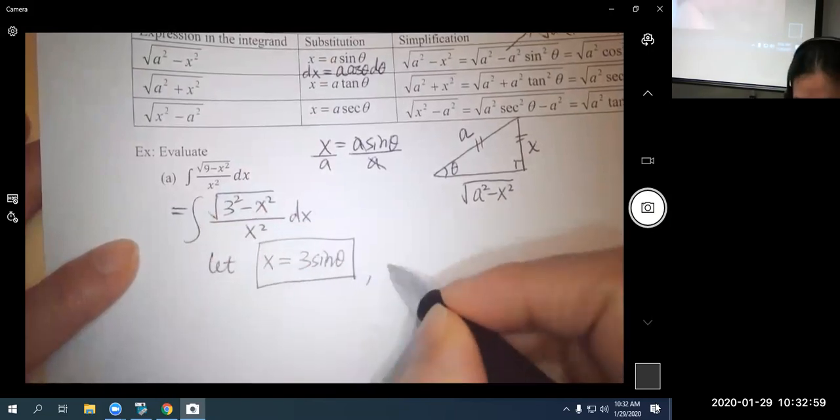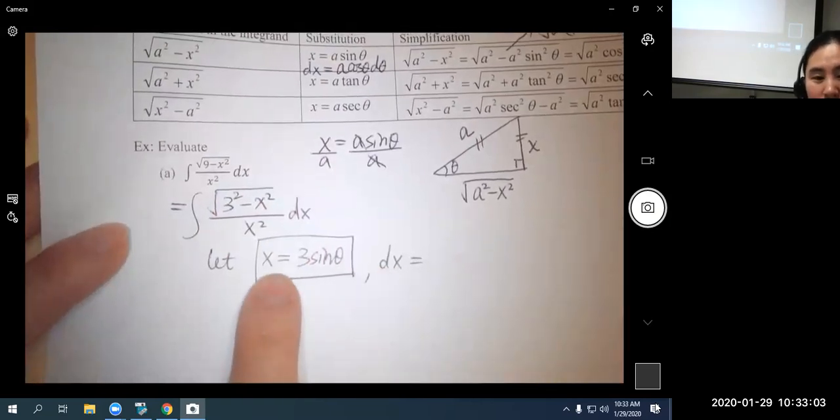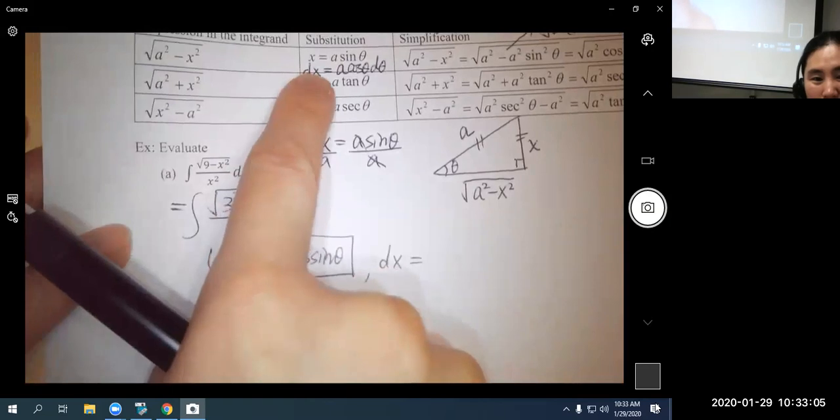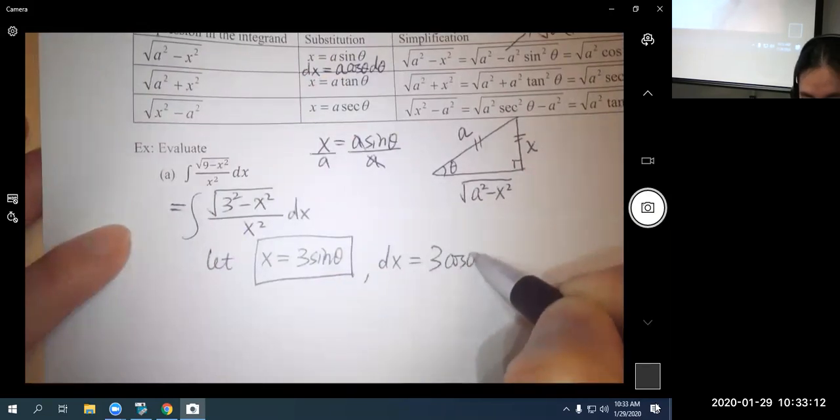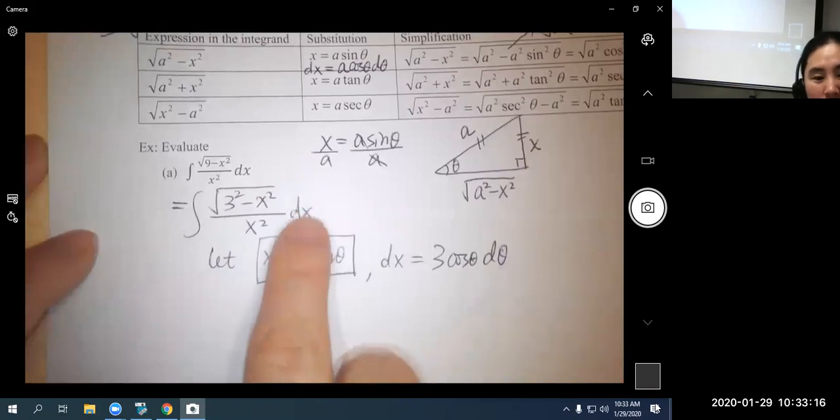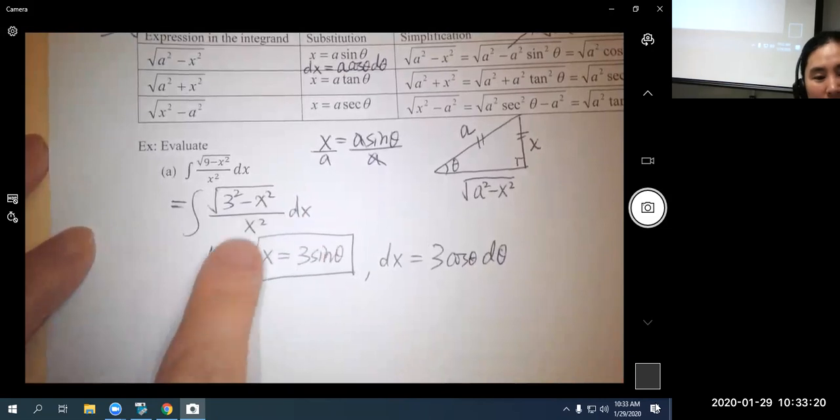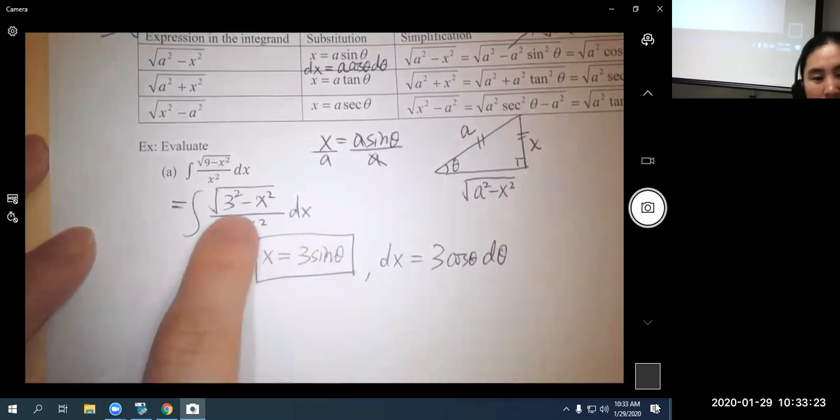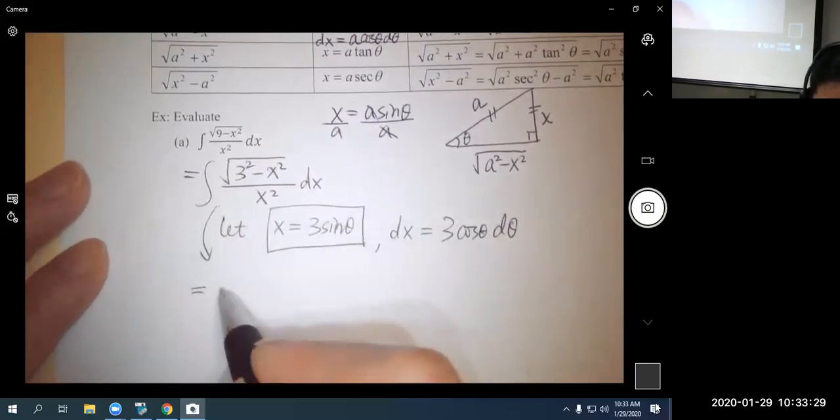Don't forget to do the derivative, right? What is dx? 3 times cosine theta d theta. Okay, so we know dx becomes this, and x becomes this squared. However, we also have to compute the square root, right? So I'm going to just do it directly.